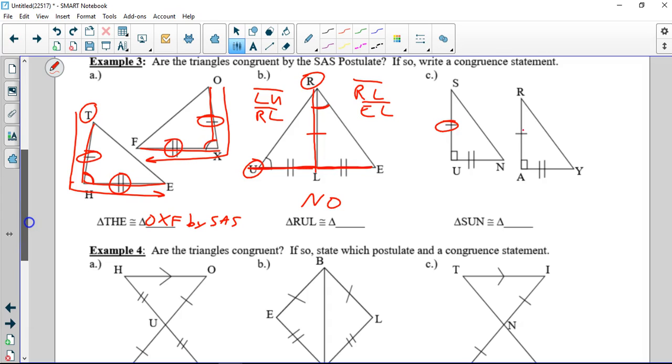Over here, 1 mark, 2 mark, and the right angle is not an arc mark, but we know they're both 90 degrees. So therefore, this is the included angle formed by these two sides. So, SUN. We go on Highway 1 to the right angle. So we go down Highway 1 to the right angle over here. And there we go.